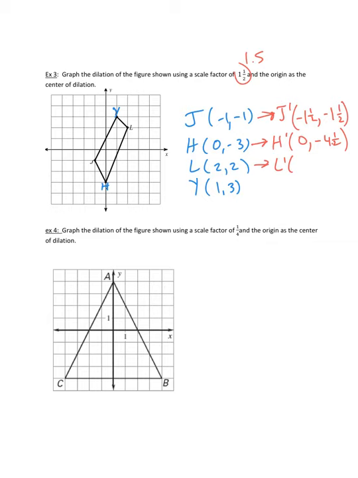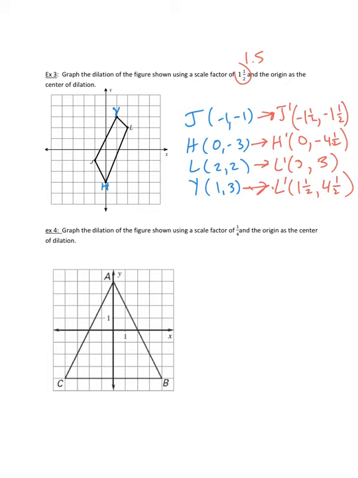And then L prime, 2 times 1.5 is going to be, sorry, 3. So 3, comma 3. And then Y prime, 1 times 1.5 is going to be just 1.5. And then 3 times 1.5 is going to be 4.5. So on this one, you're going to have to graph half a unit, which is fine.